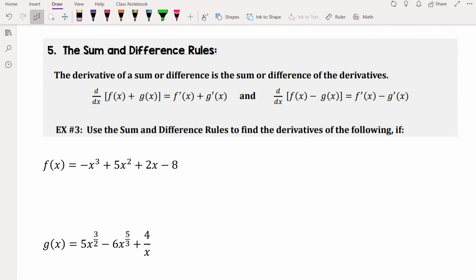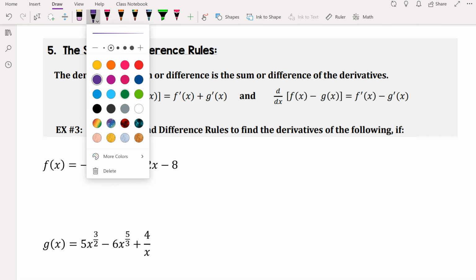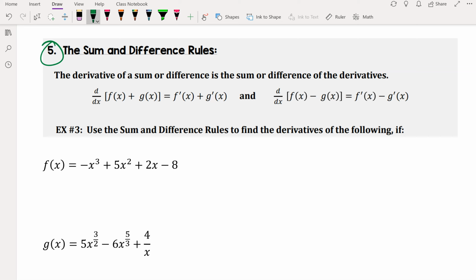So the derivative of sum and difference rules, make sure you write it down. The derivative of a sum or a difference is the sum or the difference of the derivatives. So all this is saying, y'all, is that if you're taking the derivative of f plus g, you'll just take the derivative separately and then add them. You'll just take each derivative one at a time. And then same with subtraction. If you're taking the derivative of f minus g, you'll take the derivatives of f and then subtract the derivative of g. All right, so I'm going to do 2 examples for this and then we're done with notes.